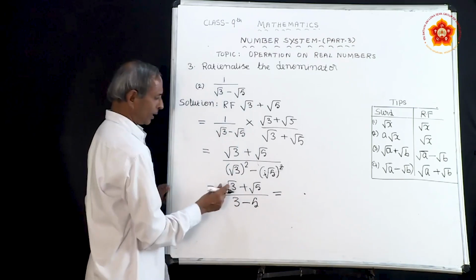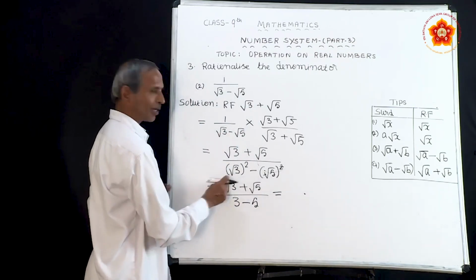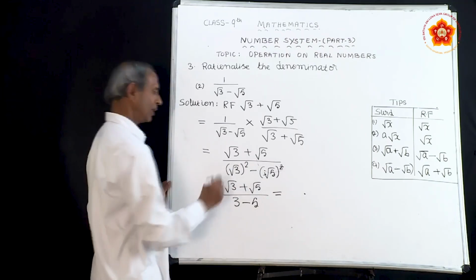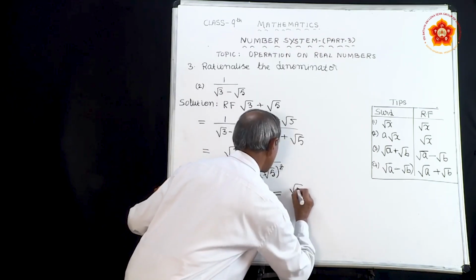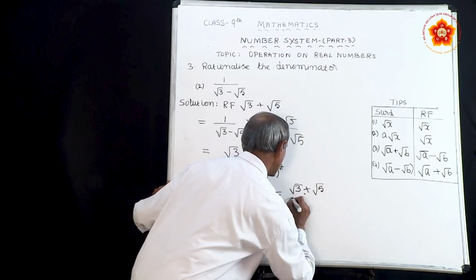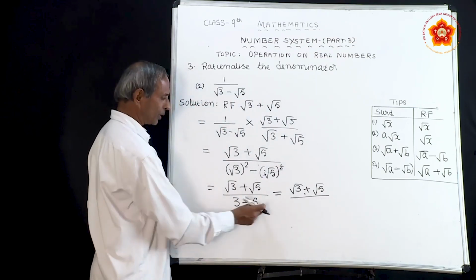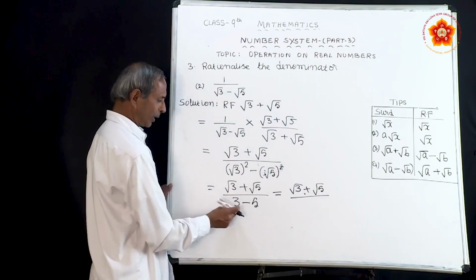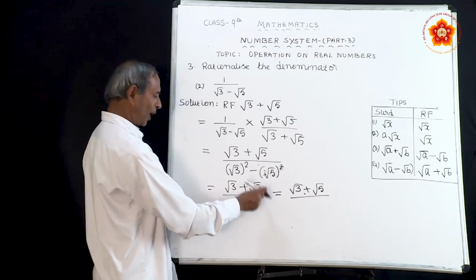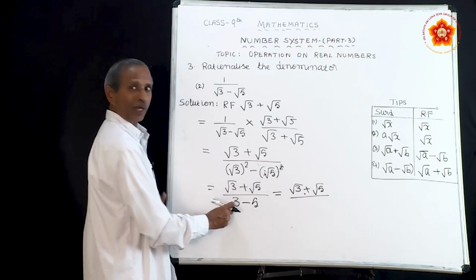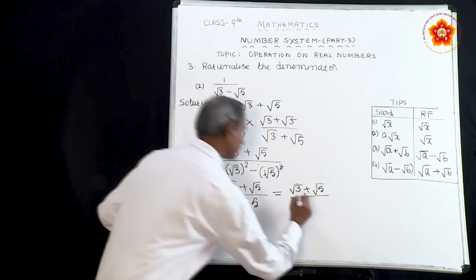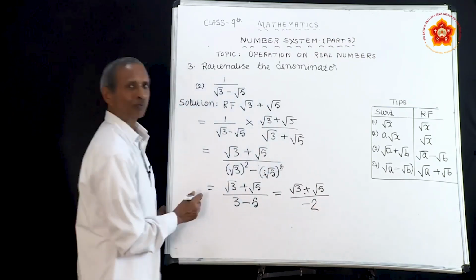Now in the numerator we can't add because they are different types of irrational numbers, not of the same kind, therefore we can't add them. Therefore in the numerator, root 3 plus root 5, you write as it is. In the denominator you can simplify because both are rational numbers. We know that the bigger number is 5, therefore from 5 we have to subtract 3, therefore after subtraction we will get minus 2. Now this is the solution for this problem.